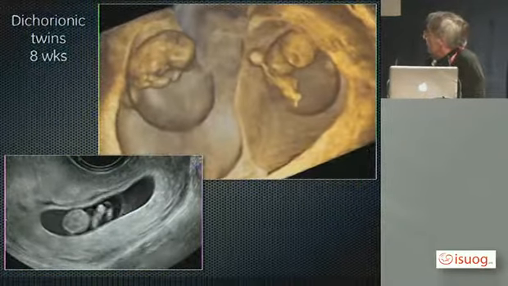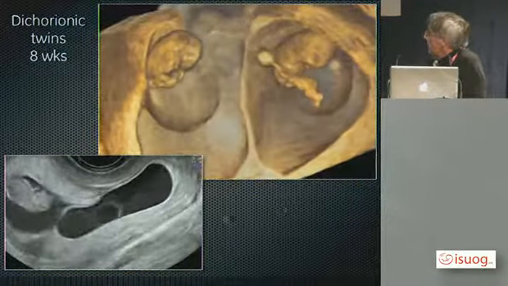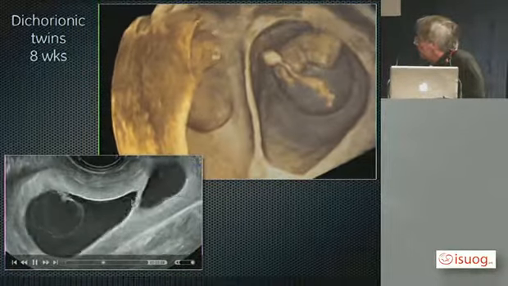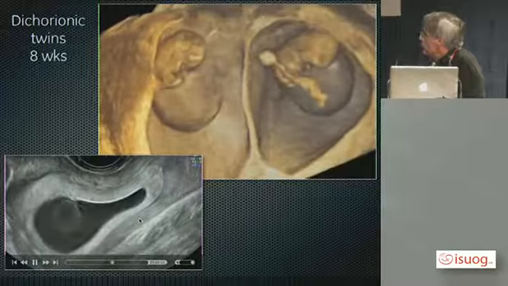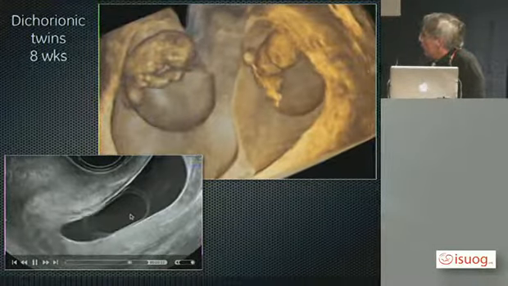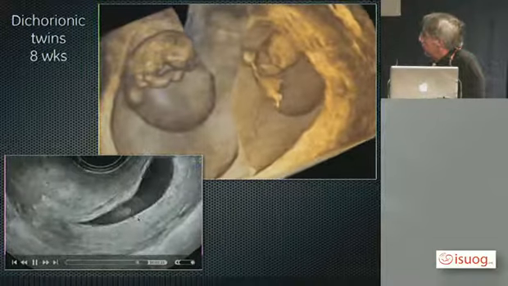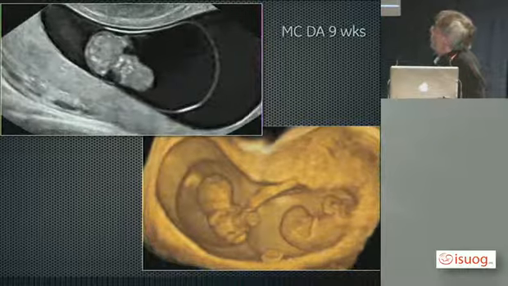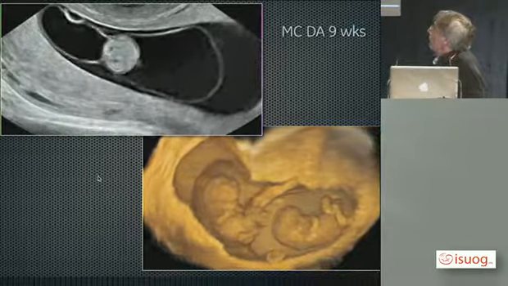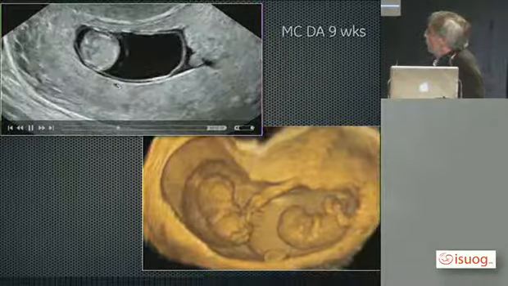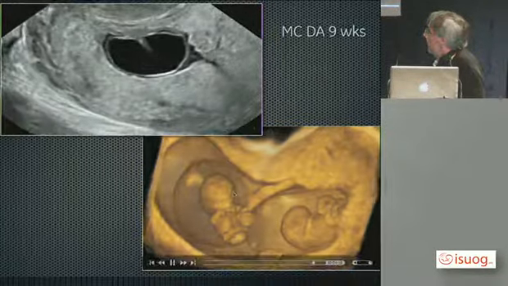At 8 weeks, dichorionic. You can recognize it because you can see here this septum between the 2 gestational sacs, and on each gestational sac you have the embryo, the amniotic cavity and the yolk sac. This is a monochorionic diamniotic with no septum between the 2. We have only the 2 amnions.